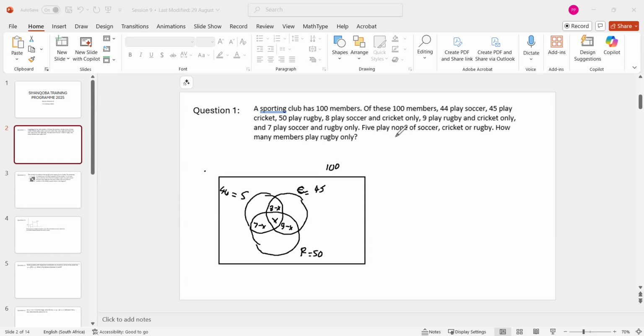Now 5 play none of soccer, cricket, or rugby. That means the 5 are outside. These are the bystanders. They don't play any of these games. Okay, and so now we know outside is 5, and you have various X's here, and the total is 100. So you can add all these numbers, and you can solve for X. I'm not going to do it because we're running out of time.